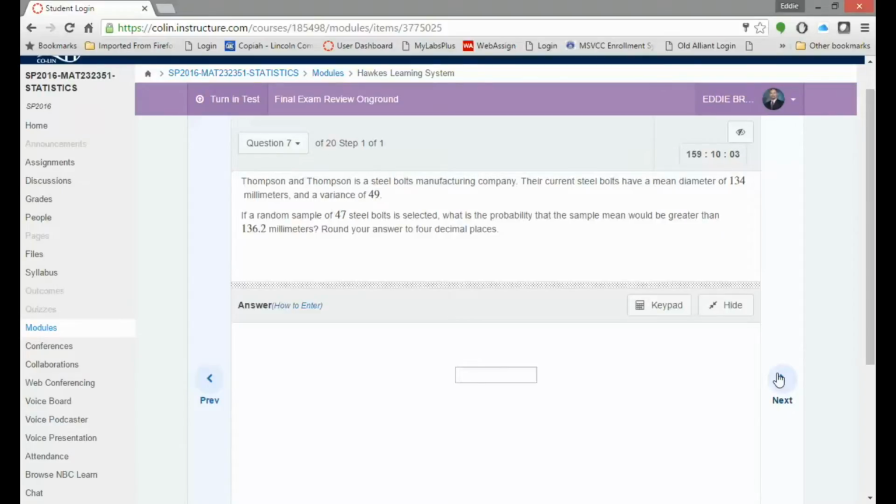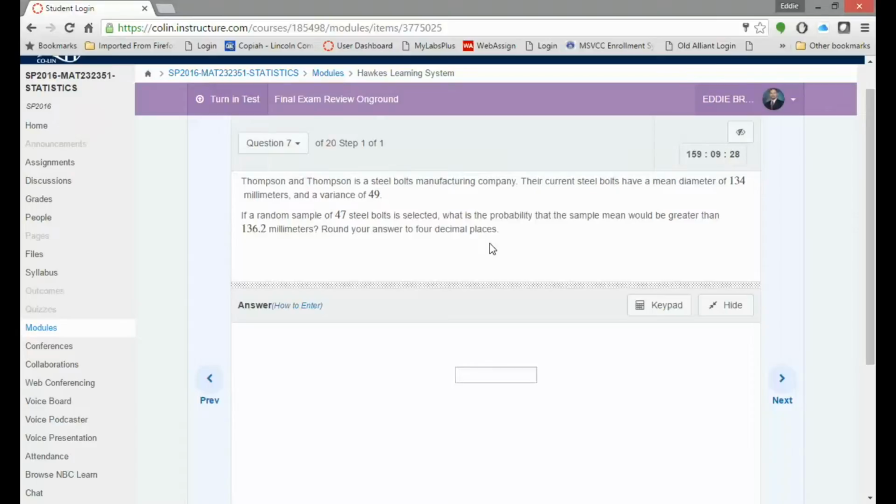All right. Thompson & Thompson is a steel bolts manufacturing company. Their current steel bolts have a mean diameter of 134 millimeters and a variance of 49. If a random sample of 47 steel bolts is selected, what is the probability that the sample mean would be greater than 136.2 millimeters? Round your answer to 4 decimal places.